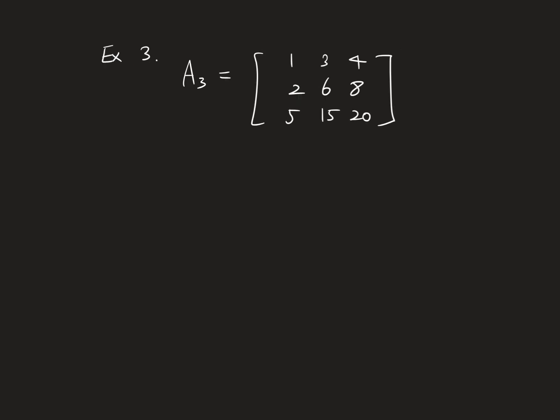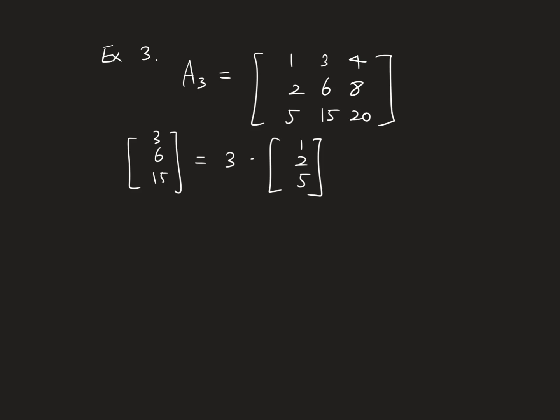This is another example with dependent columns. We can immediately notice that A3 has dependent columns, because the second column, 3, 6, 15, is 3 times 1, 2, 5. That's why we can generate the second column using the first column.